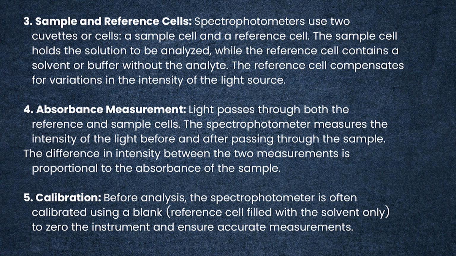These are the cells where you put the samples in the cuvette. Basically, spectrophotometers use two cuvettes or cells, a sample cell and a reference cell, also known as a blank cell. The sample cell holds the solution to be analyzed, while the reference cell contains a solvent or a buffer without the analyte, basically to take it as a blank. The reference cell compensates for variations in the intensity of the light source.